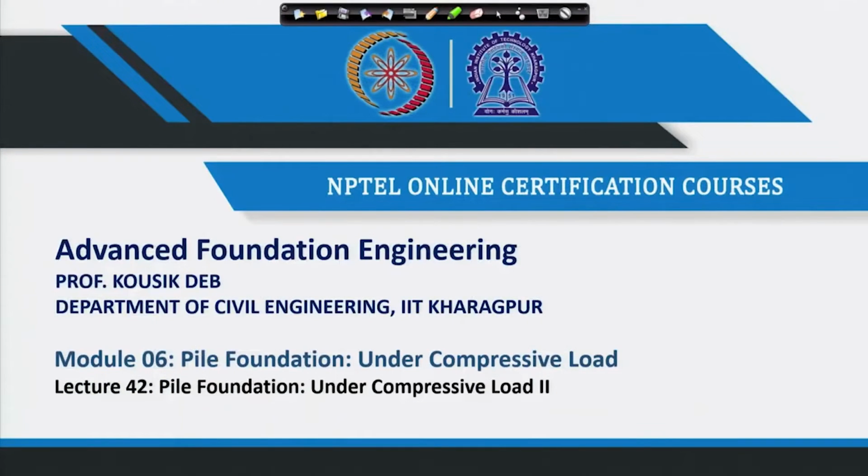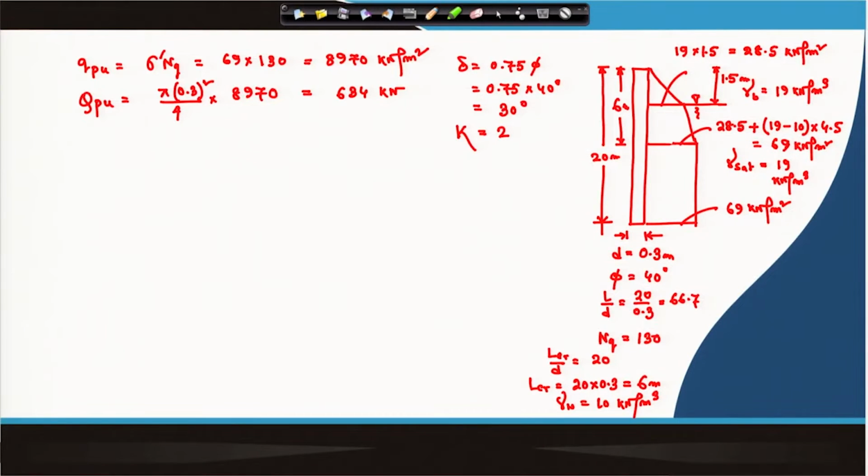So, last class I was discussing how to calculate the tip resistance and the friction resistance for pile in sand, considering critical depth concept, and I determined the tip resistance. Today I will discuss the friction resistance first, then the other topics. We have a critical depth of 6 meter and the tip resistance is 634 kilonewton.